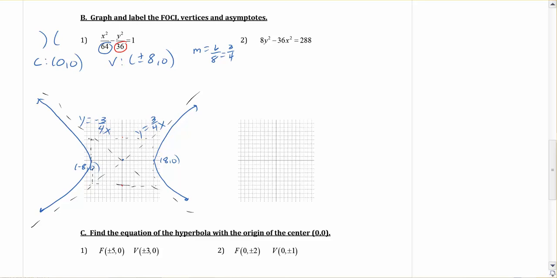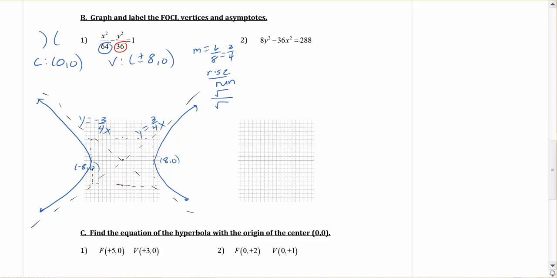A shortcut, if you are learning it, is slope is always rise over run. So it's whatever the square root is of the number underneath the y squared over the number underneath the x squared. I don't know if that's confusing, but what I mean by that is since it's rise over run, it's going to be 6 over 8.